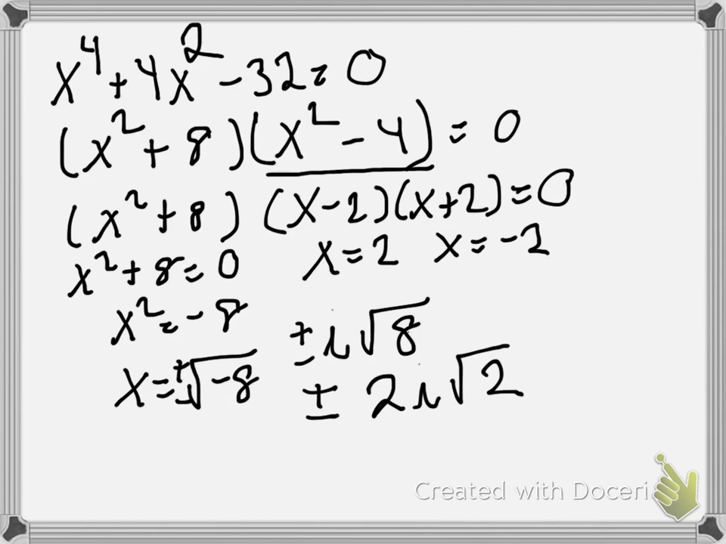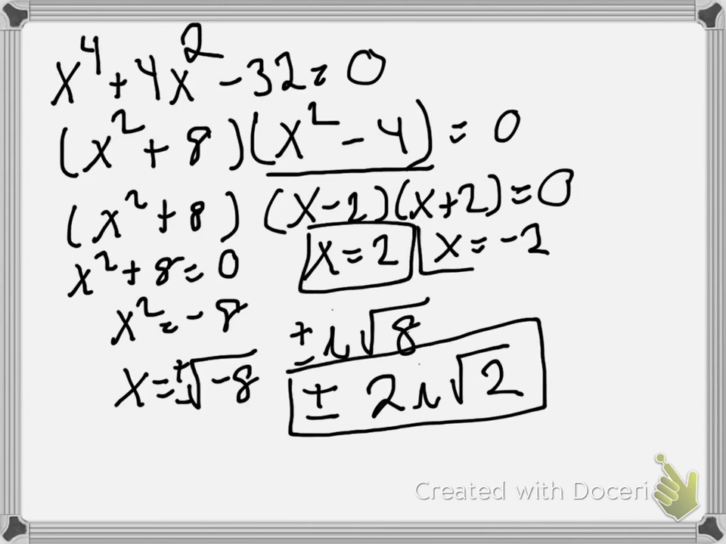So what are my answers? Well, I've got 2i times the square root of 2. I've got x equals 2 and x equals negative 2. Something that, if you took pre-cal, what do you notice? How many answers do I have? 1, 2, 3, 4. What's the degree of my problem? It's 4. You should have the same number of answers as you do degrees. That's just something that you need to learn.